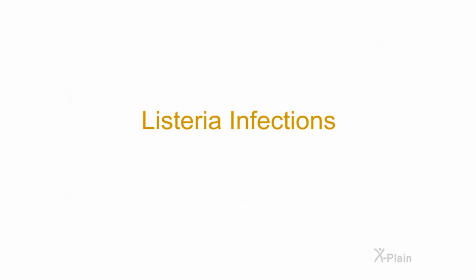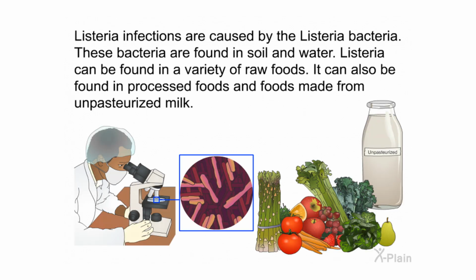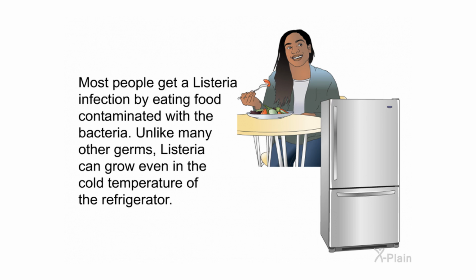Listeria infections. Listeria infections are caused by the Listeria bacteria. These bacteria are found in soil and water. Listeria can be found in a variety of raw foods. It can also be found in processed foods and foods made from unpasteurized milk. Most people get a listeria infection by eating food contaminated with the bacteria. Unlike many other germs, listeria can grow even in the cold temperature of the refrigerator.